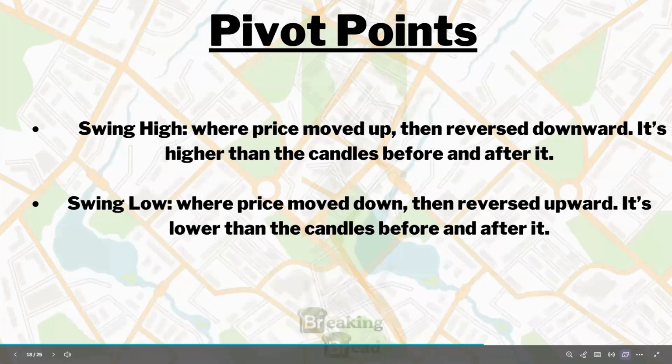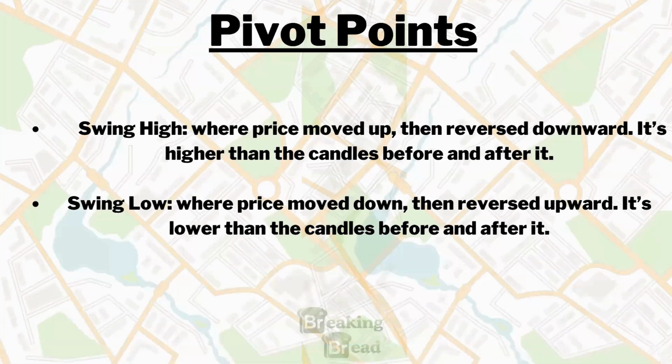All right, so let's talk about pivot point candles. Now, I look at pivot point candles when you see price clearly trending in a particular direction and it runs into a wall, turns around, leaves this long wick behind it, and starts heading back in the opposite direction. Those are the pivot point candles that I'm talking about. But a swing high is where a price moved up, then reversed downwards. It's higher than the candle that came before it and after it. Your swing low is where a price moved down, then reversed upward. It's lower than the candle before it and after it.